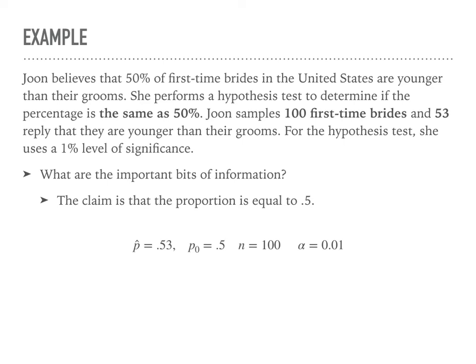Now, if you were entering this in your calculator using the 1-prop-z test, you would want to enter the number that said yes, so 53, and then your sample size, 100, and your proposed value of 0.5, and then your level of significance.